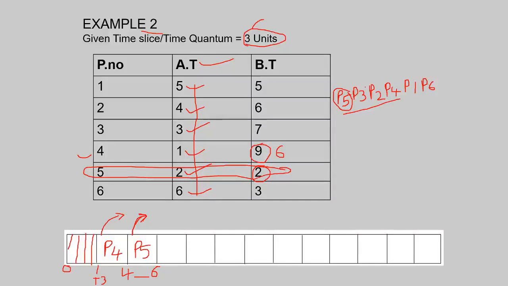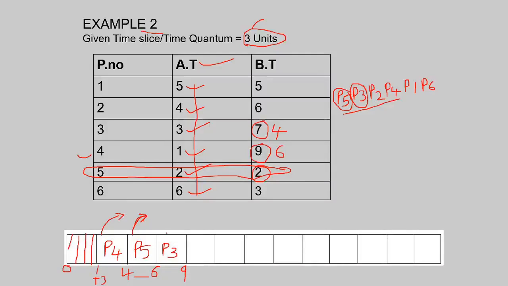Now allocate the next process in the queue, process P3. P3's burst time is 7. P3 is going to execute for 3 units. Out of 7, if it completes 3 units, the remaining is 4 units. So 6 plus 3 is 9.